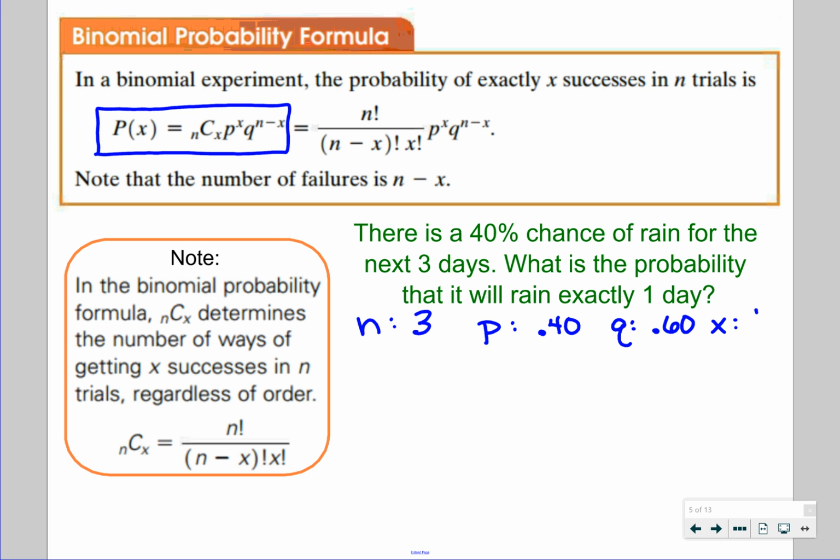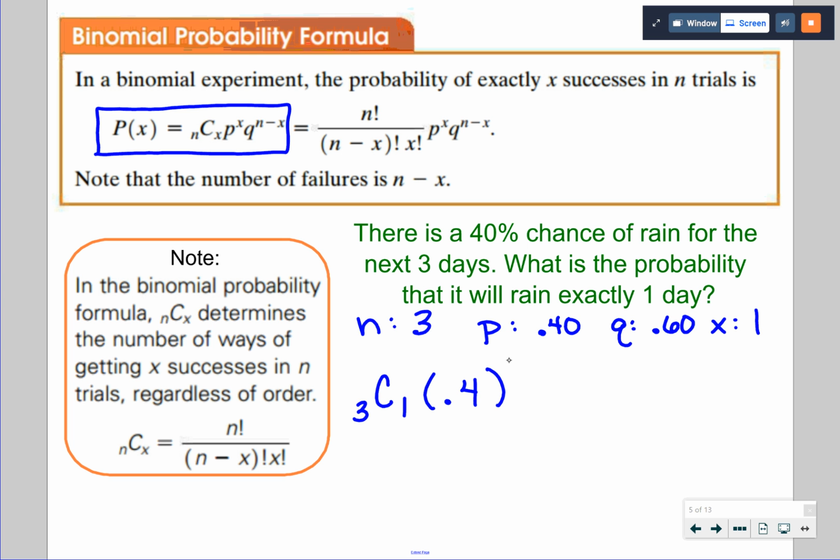1. So the formula looks like the following. 3 choose 1, N choose X. Then we're going to multiply by the probability of success, and we want 1 success. Then the probability of failure, and we will have 2 failures. Those exponents should always add up to n.